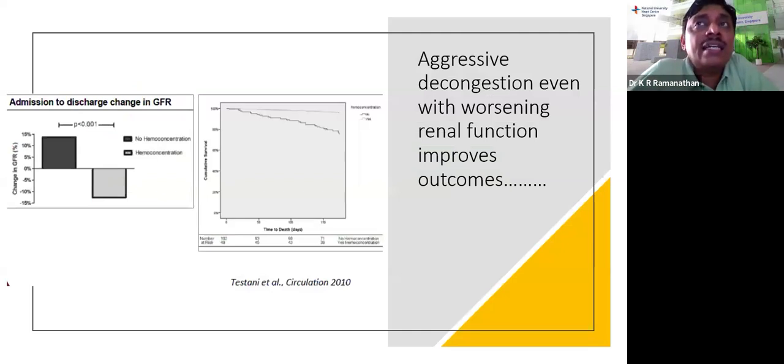As I said earlier, decongestion is important. The question is, if your creatinine is rising, is it still worth the attempt? Evidence clearly says that aggressive decongestion, even with worsening renal function, will improve outcomes. So patients who achieve hemoconcentration tend to do better clinically and get discharged from the ICU compared to those patients who have a rise in creatinine but are not decongested.